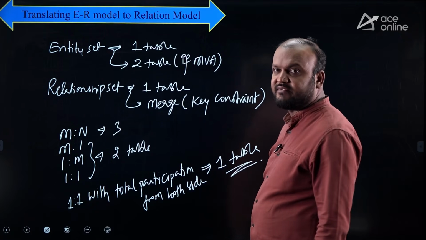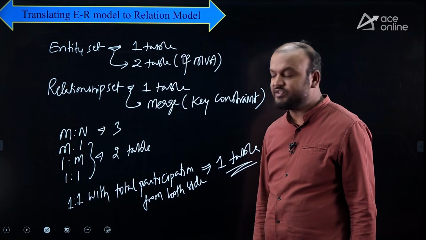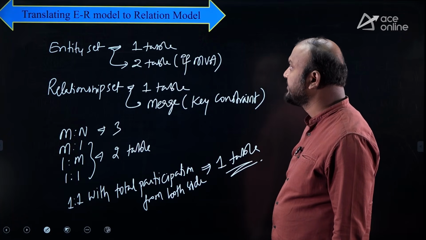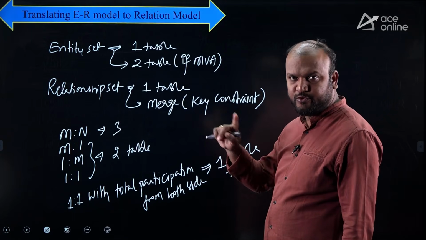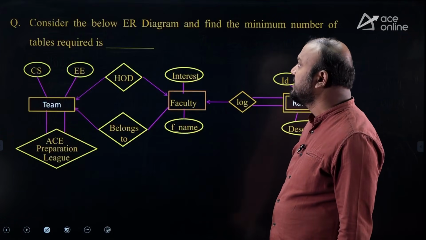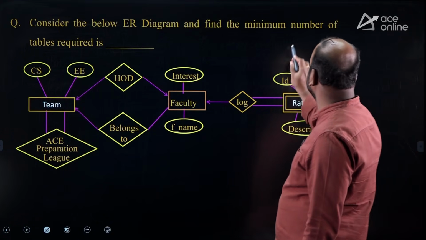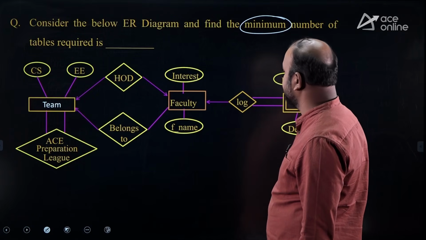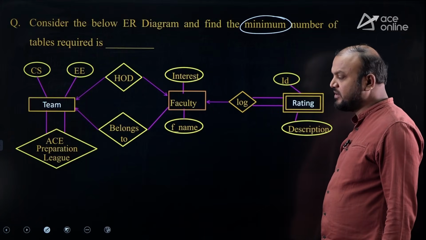Any special cases that we have discussed, hierarchical relationship, aggregation, on that no questions were asked, but there is scope for asking questions. I hope you recollected these points, correct? Now look at this question: consider the below ER diagram and find the minimum number of tables required. Just go ahead with this question and try to answer in the Q&A.